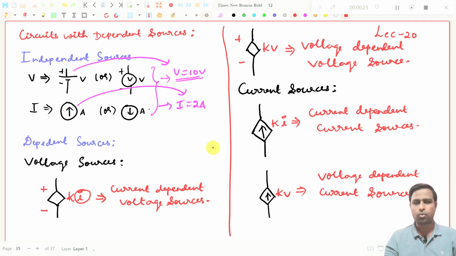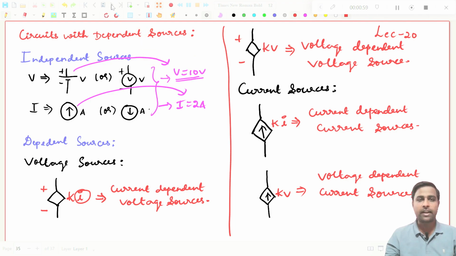There are two sources, voltage sources and current sources. In voltage sources, there will be sources that depend on current. Those sources are called current dependent voltage sources, and the voltage source which depends on some other voltage in the circuit is called a voltage dependent voltage source. The same thing we have seen in current sources: current dependent current sources and voltage dependent current sources. Those topics we have discussed in dependent sources.